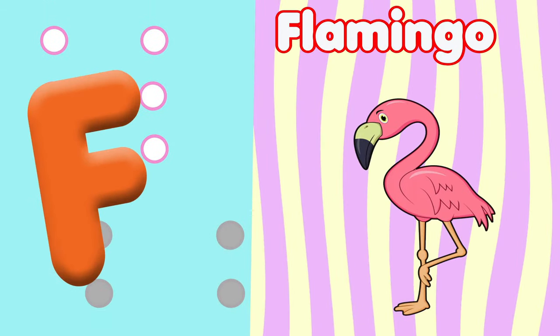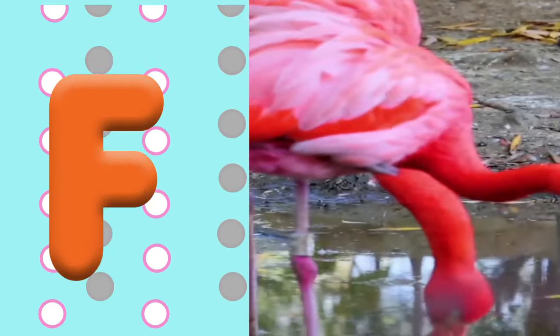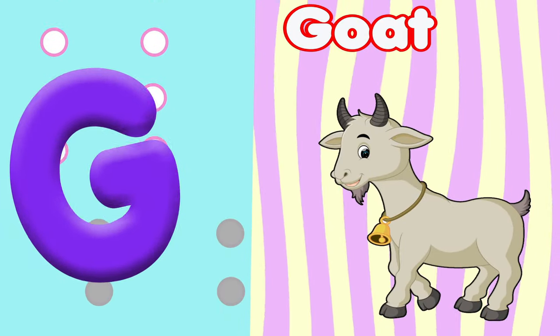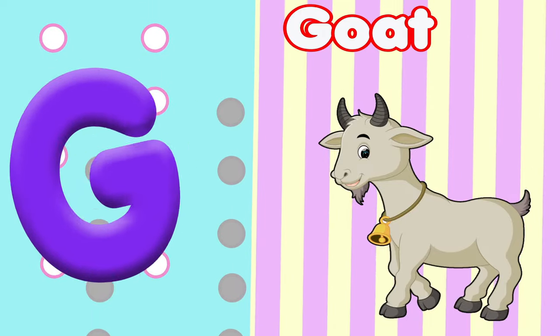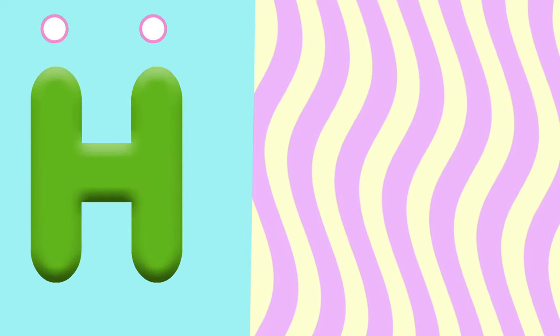F is for flamingo. F, f, flamingo. F, flamingo. G is for goat. G, g, goat. G, goat.